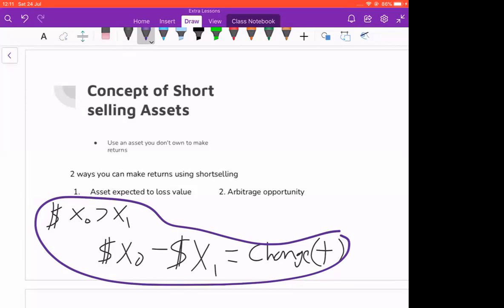to finance their own asset. So let's say maybe there is an arbitrage. We will learn more about arbitrage later. I'm going to show you this first.